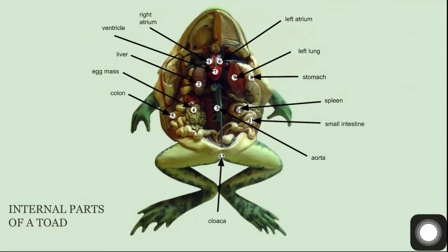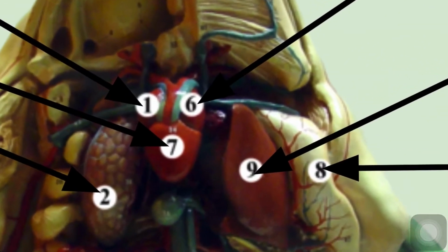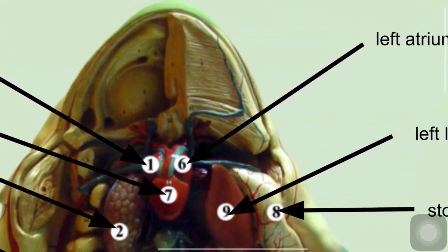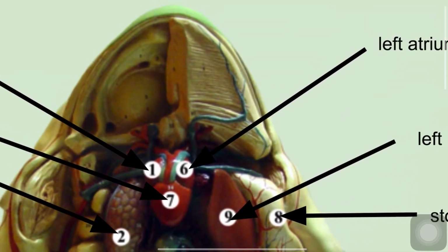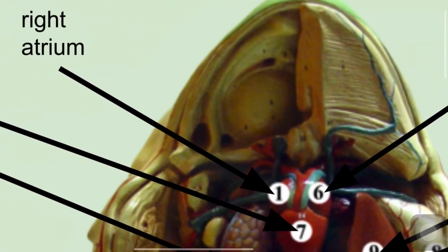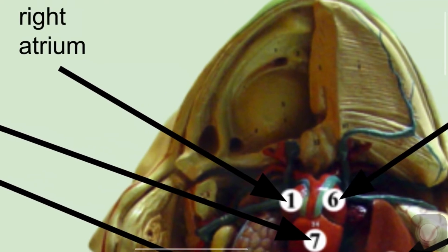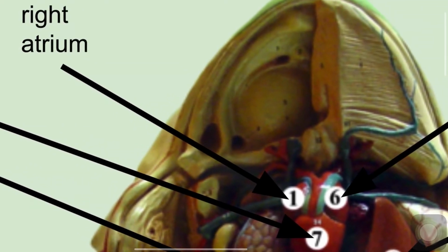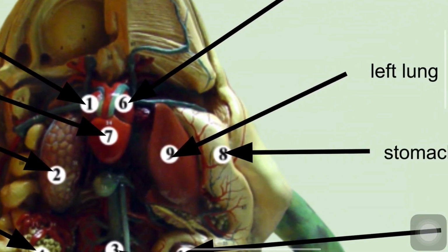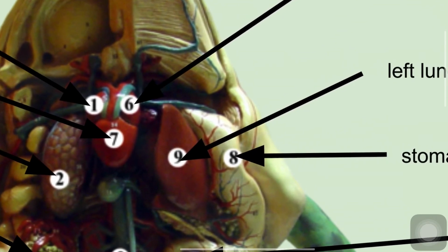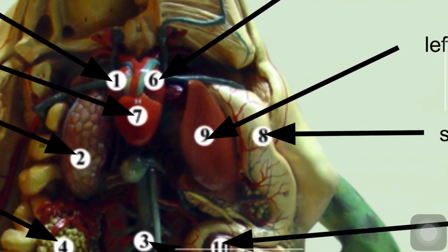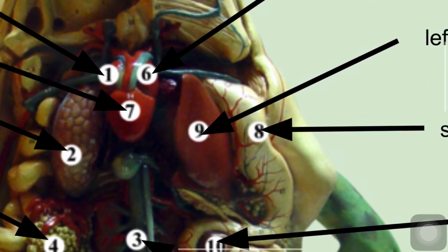This is the internal parts of a toad. This right here, labeled with number 6, is the left atrium. This receives oxygenated blood from the lungs and skin, which also serves as a gas exchange organ in most amphibians. While the number 1 labeled here is the right atrium. This receives the deoxygenated blood from the veins. A frog also breathes much like a human, by taking air through its nostrils down to its lungs. The lungs are found here, labeled as number 9.